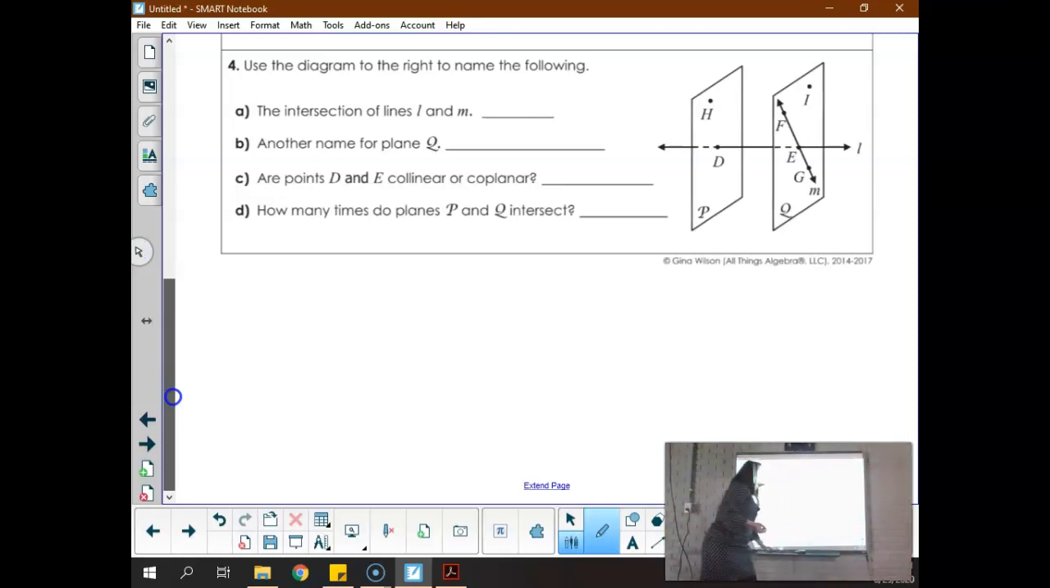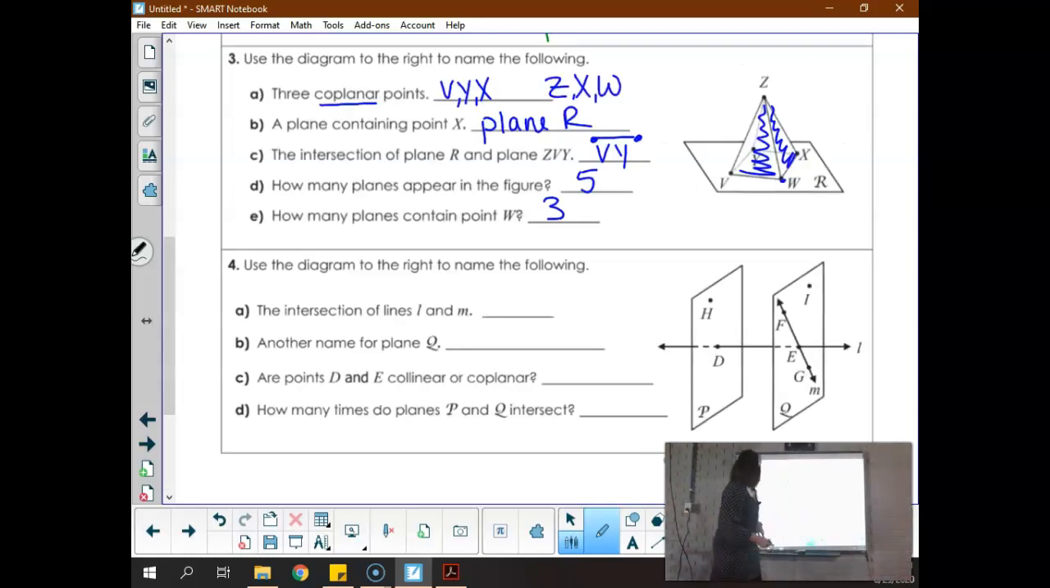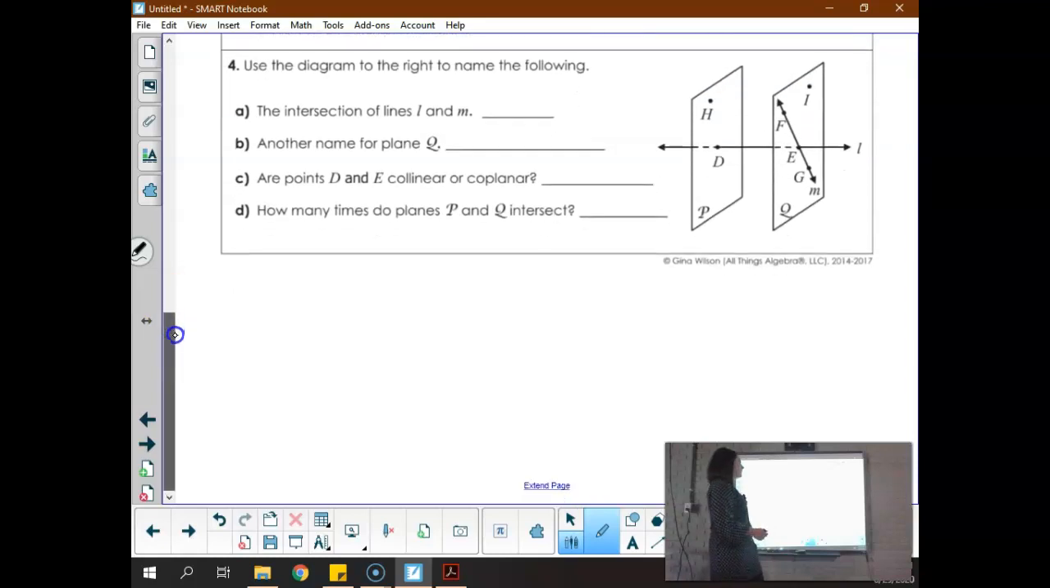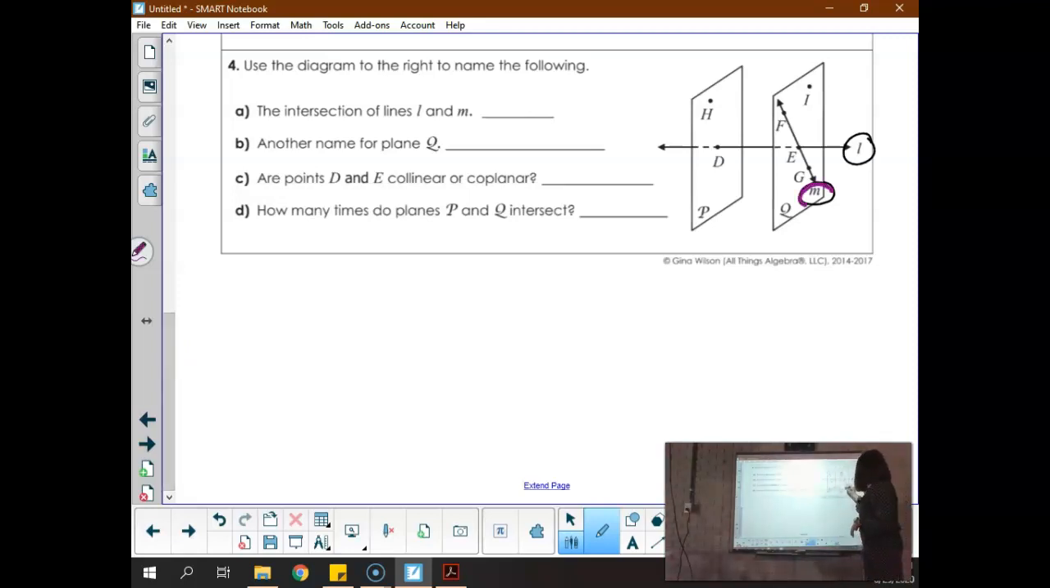So if I'm looking at this, let me highlight a little bit. Ooh, purple pen. And Smartboard's going to be weird. All right, so M and L. Oh, it didn't give me purple. Give me purple. There we go. M and L. All right, where these 2 intersect is right here at point E. So, point E.